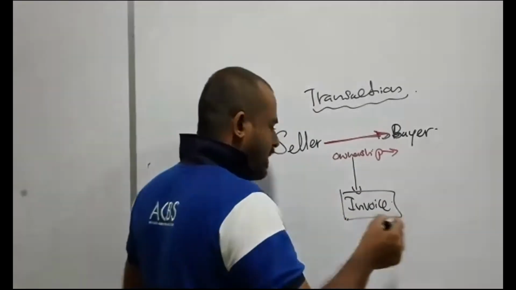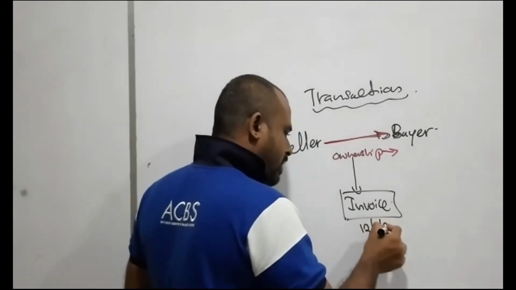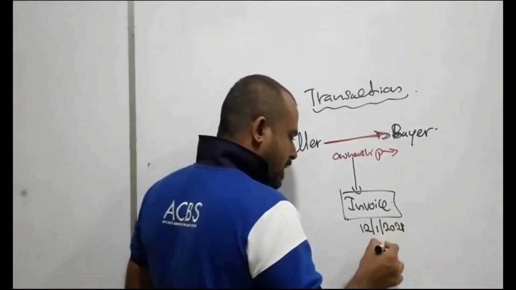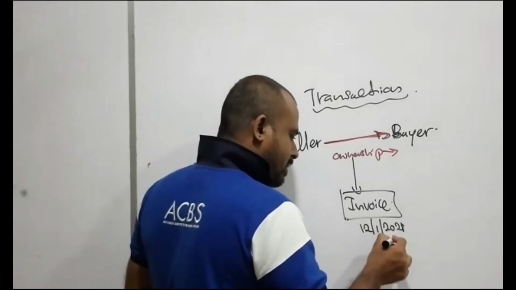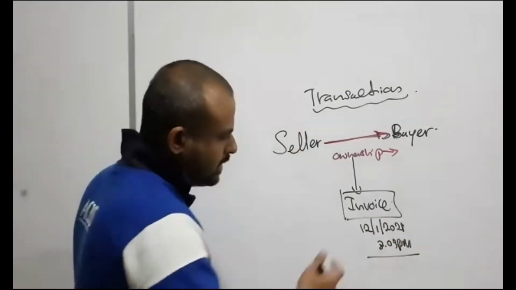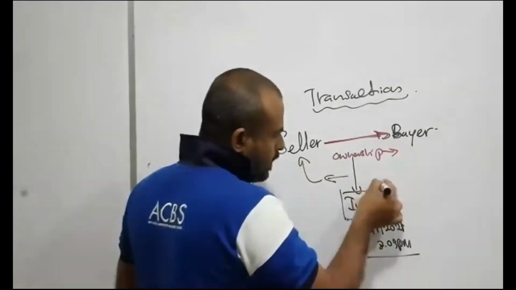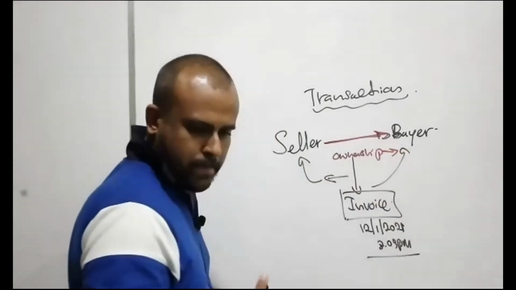So I raise an invoice on 12th January 2021 at 8:03 PM. Before the date of this invoice, the ownership is with the seller. After this date, the ownership is with the buyer.